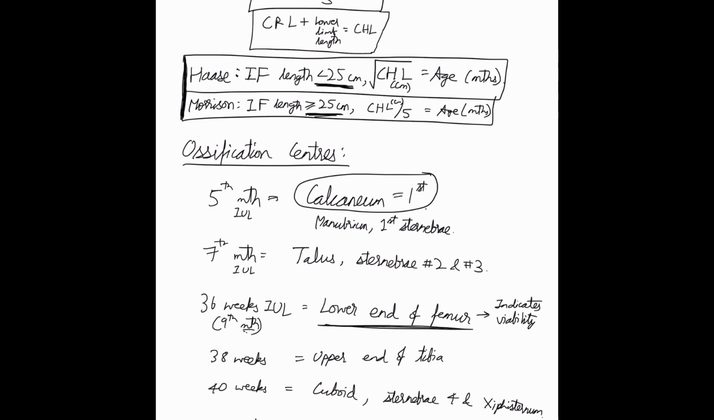This is of high medico-legal importance because when this is visible in a baby, it indicates viability. That is the ability of the fetus to lead an independent existence when removed from the mother. At 38 weeks of gestation, the upper end of the tibia appears, and at 40 weeks, we get the cuboid, fourth sternebrae, and the xiphisternum.